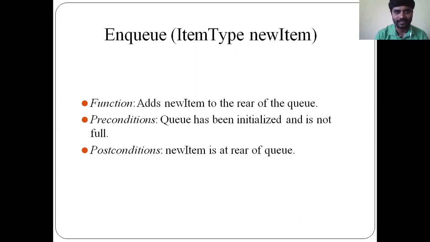So what is NQ? The NQ function adds a new item to the rear of the queue. What are the conditions? We have a precondition and a postcondition in NQ. The precondition is that the queue has been initialized and is not full, and the postcondition is that the new item is at the rear of the queue. Now we can see how it works.